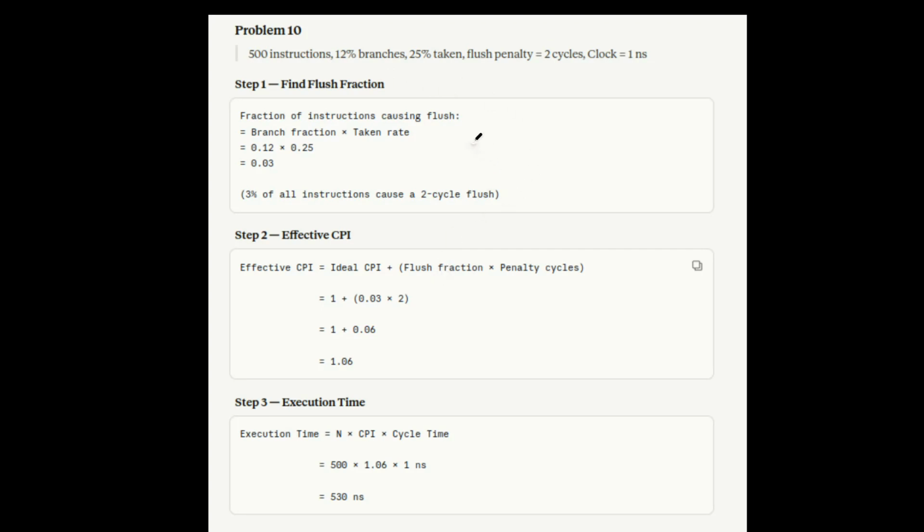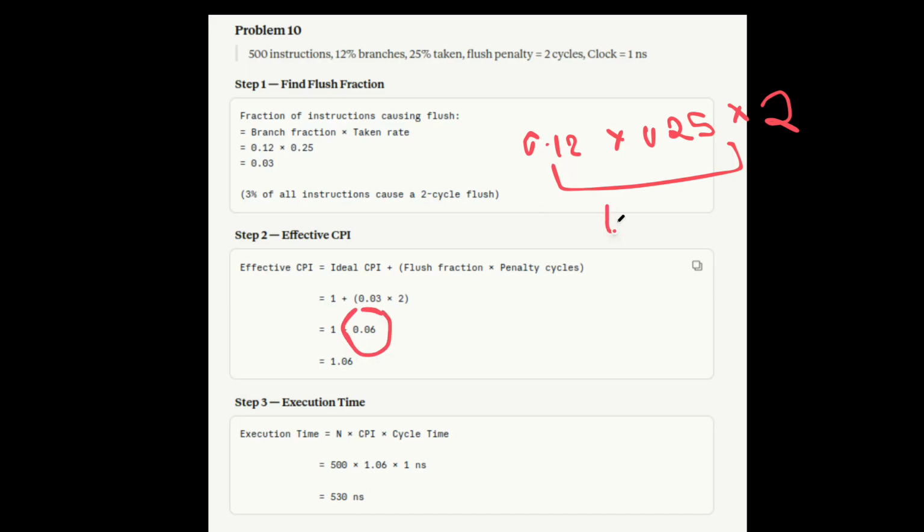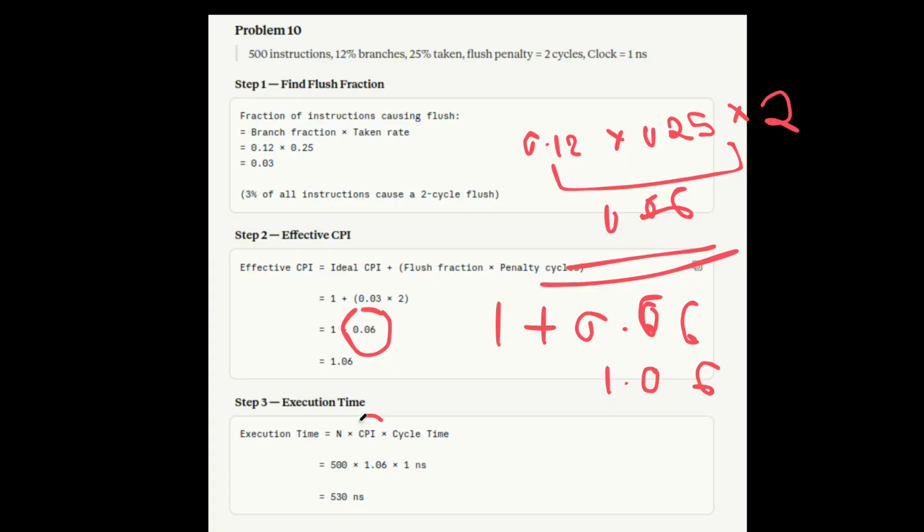You have to calculate it by multiplying the fractions, that is 0.12 into 0.25, into the flush penalty, that is 2 cycles. If you multiply these values, you get something like 0.06. That is the value that you're going to get here, right? If you want, you can check. I will just check it in my calculator. This is 0.12 into 0.25 into 2, you get 0.06. Okay, so ideal 1 plus 0.06, you get 1.06, that you have to substitute in our CPI.